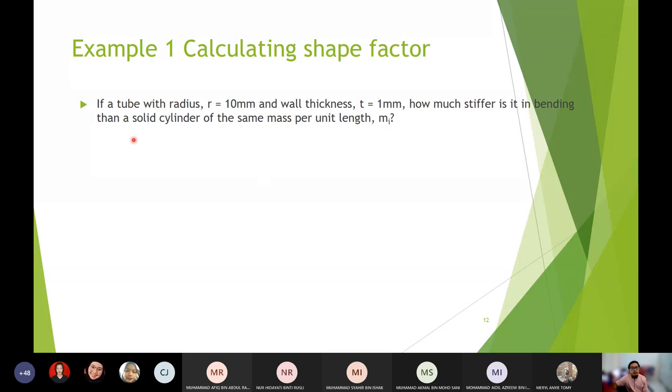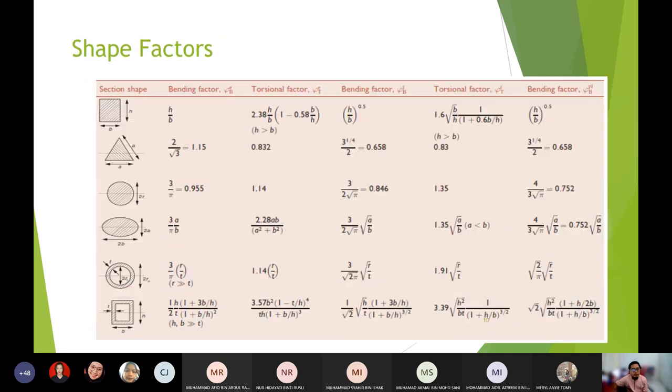Okay, then a solid cylinder of the same mass. Kalau cylinder, mana solid cylinder? Maksudnya dia tak ada, ni cylinder ni. Dia bending. Okay.